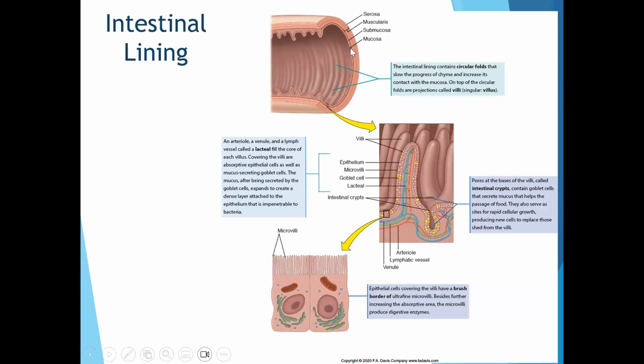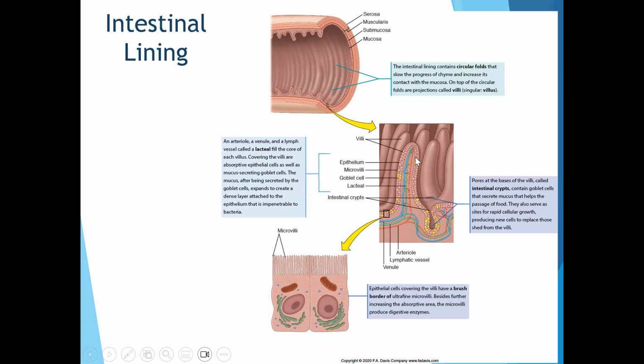Okay, we talked about the layers of the intestine, but we're going to talk about the lining itself a little bit more. So you can see our lining has a lot of these circular folds, and that slows the progress of chyme. It's kind of like speed bumps in a way. So it slows our chyme so that we can actually break it down and absorb what we need from it. But they also increase surface area. So the more surface area, the more that our villi can do their job.